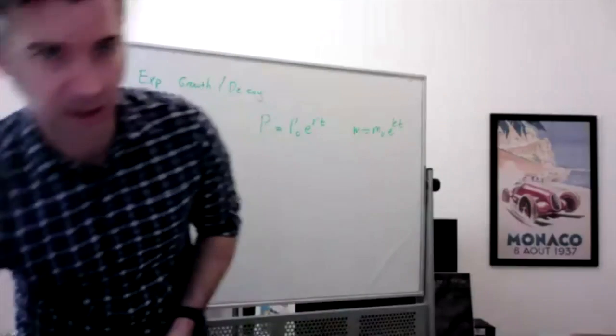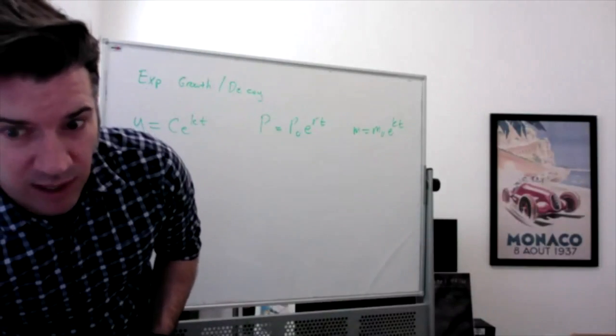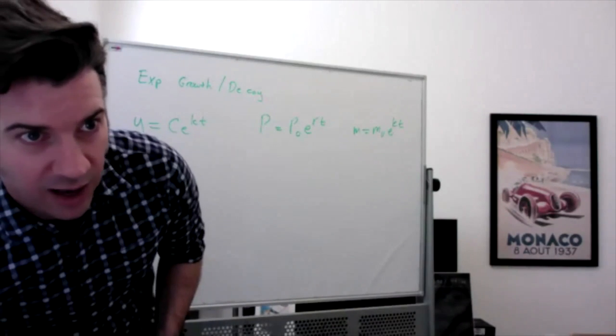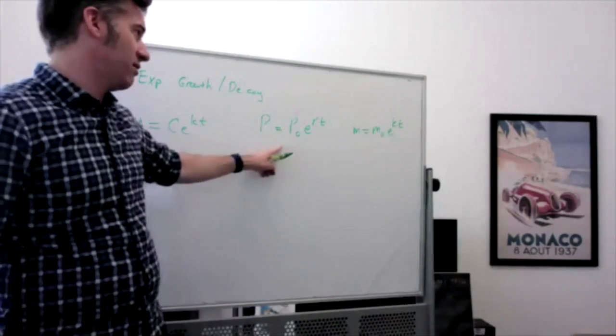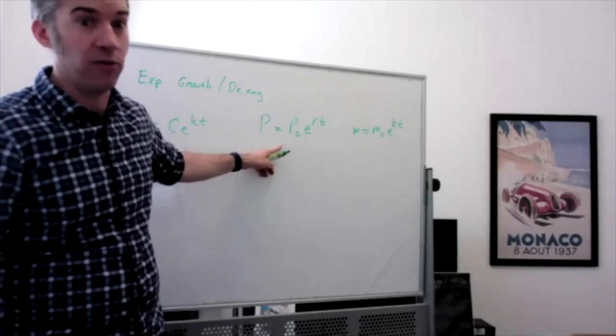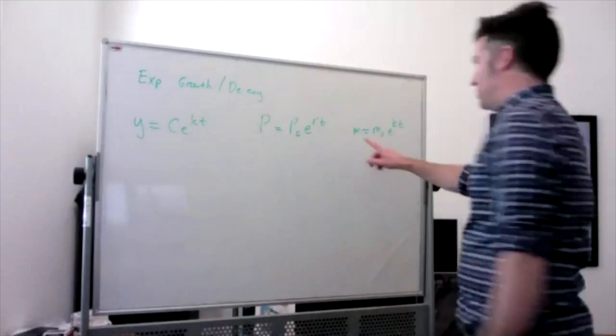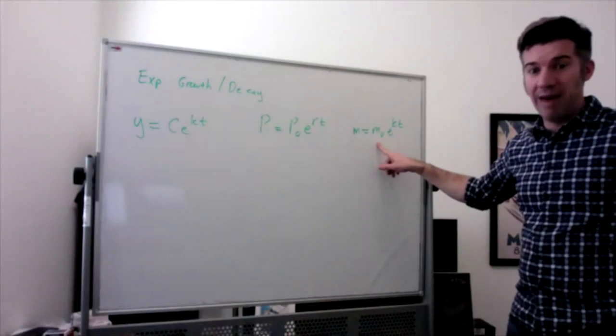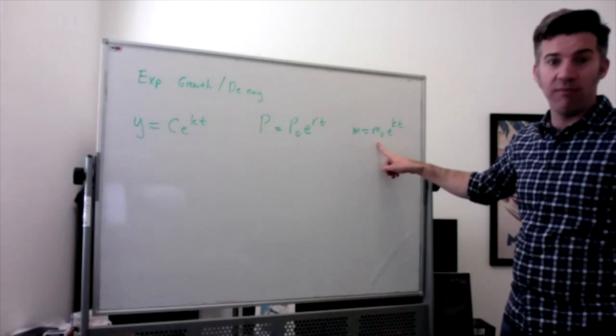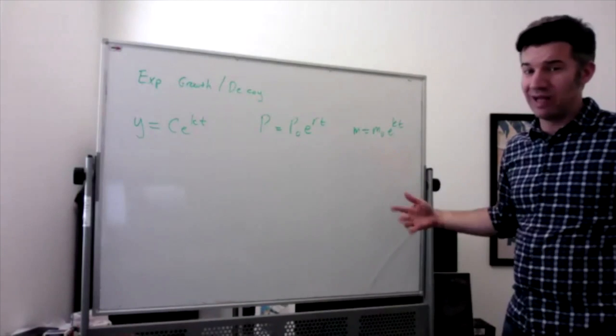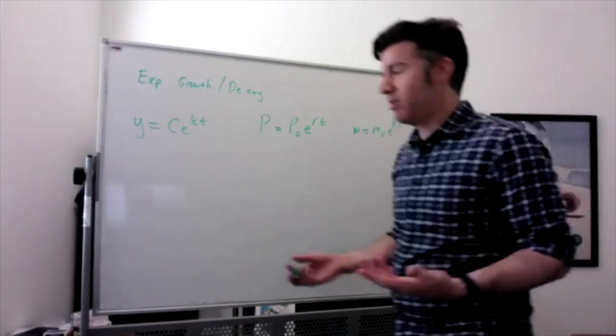It doesn't really matter. People kind of use these letters if you're talking about population growth, P for population, and P naught is the initial population. And sometimes people use M and M naught if you're talking about the mass of a radioactive material, M for mass. But you can use whatever letters you want. So let's say we have this sort of situation.